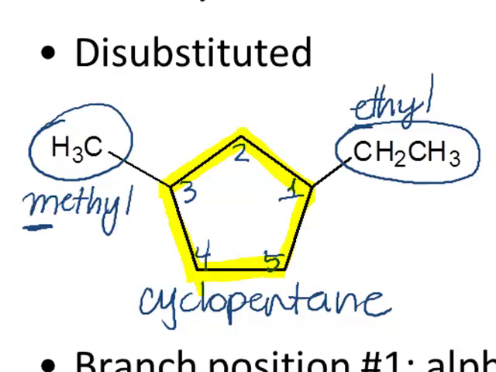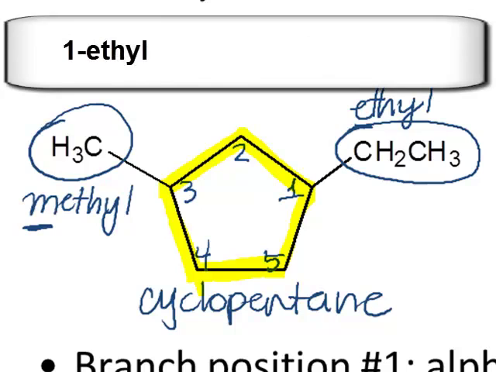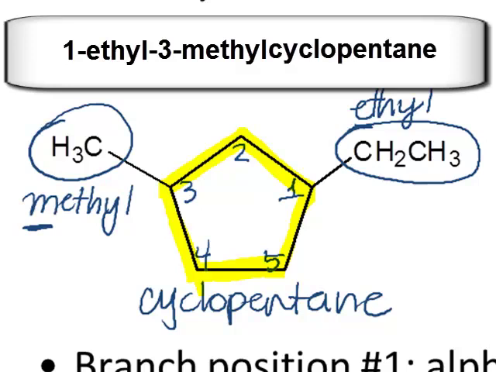Now I'm ready to put this name together. Again, we always alphabetize our name. So in this case, we'll have 1-ethyl, 3-methyl, cyclopentane. 1-ethyl, 3-methyl cyclopentane is the IUPAC name of this molecule.